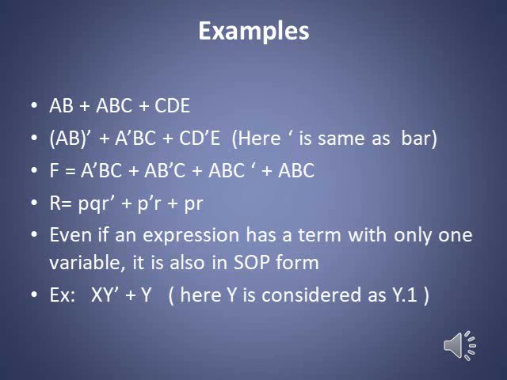So all these are simple forms in SOP. Even if an expression has a term with only one variable, it is also in SOP form. Look at this example, x y bar plus y. Here the first term is a clear product term, x dot y bar, whereas the second term has only one variable, y, but it can be considered as y dot 1, which then becomes a clear product term.